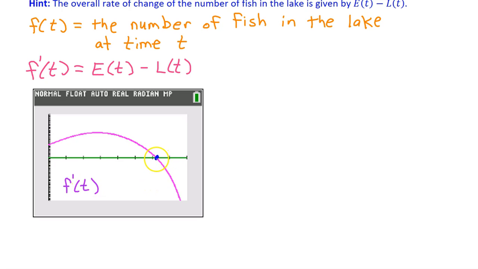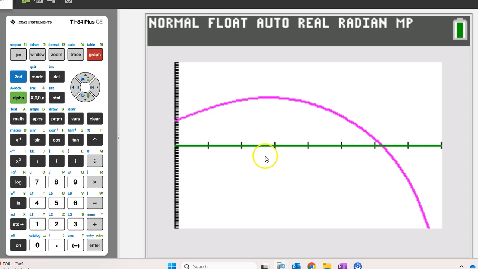There is a critical value here, which we will find in a moment. But we can tell that f prime is positive to the left of this critical value. It's above the x-axis, and negative to the right. Here's why I had us graph the x-axis itself. You can see it here in green. We can find the critical value by finding the intersection point between f prime and the x-axis.